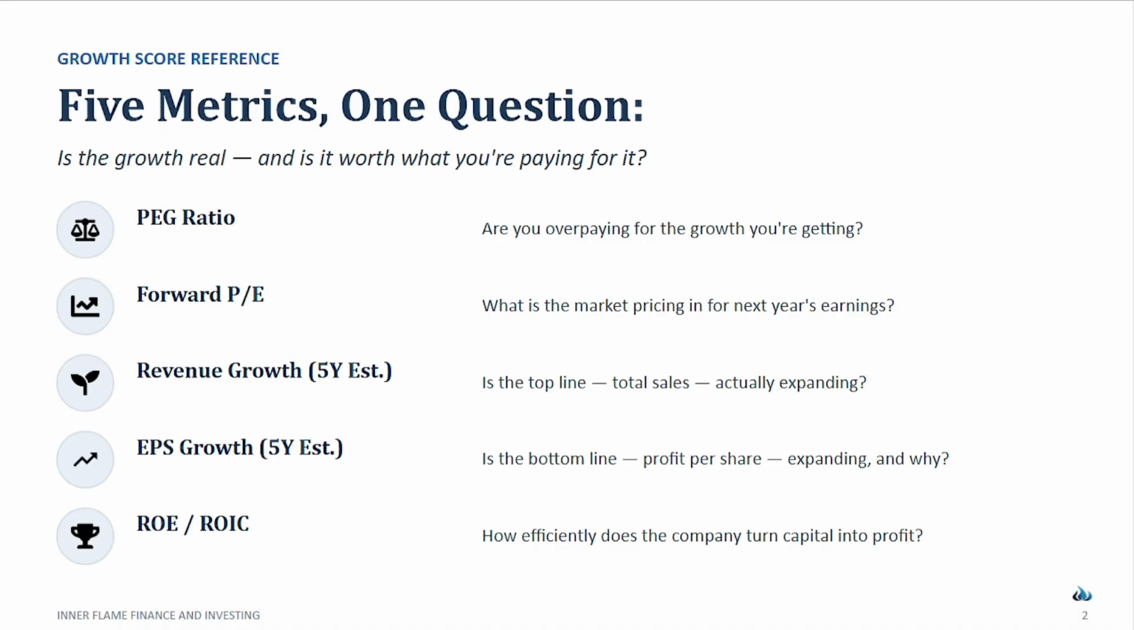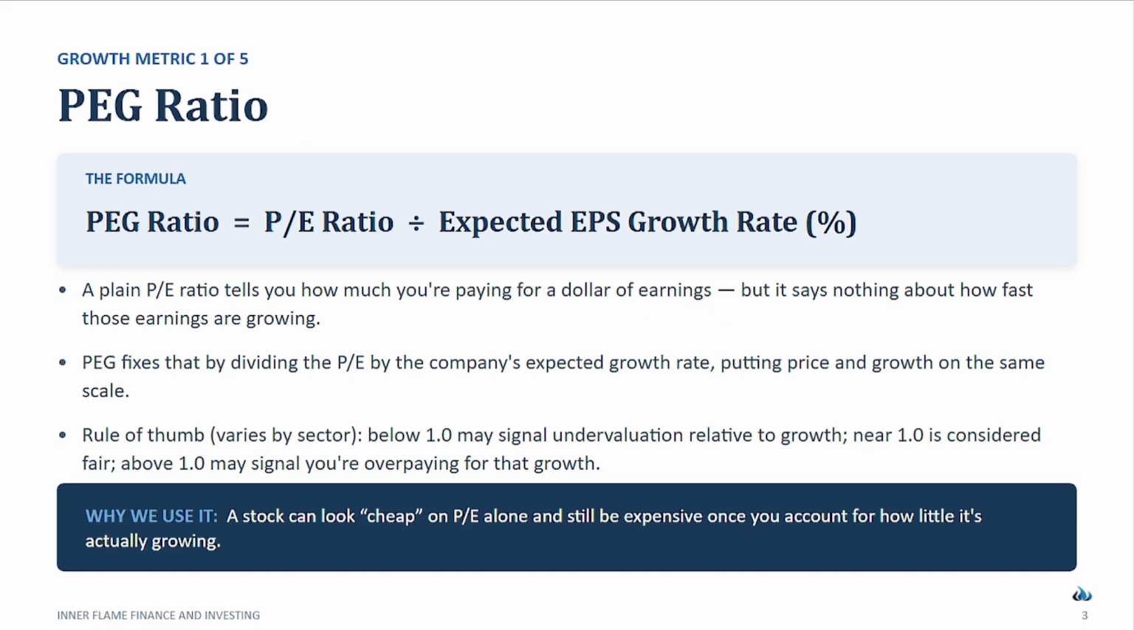We like revenue, we like profit, we like earnings, but we want to make sure that not only are we making money, but we are actually making money faster and faster. And finally, return on equity and invested capital is basically asking how efficiently and how effectively does the company turn capital into profit. So let's start with the PEG ratio.